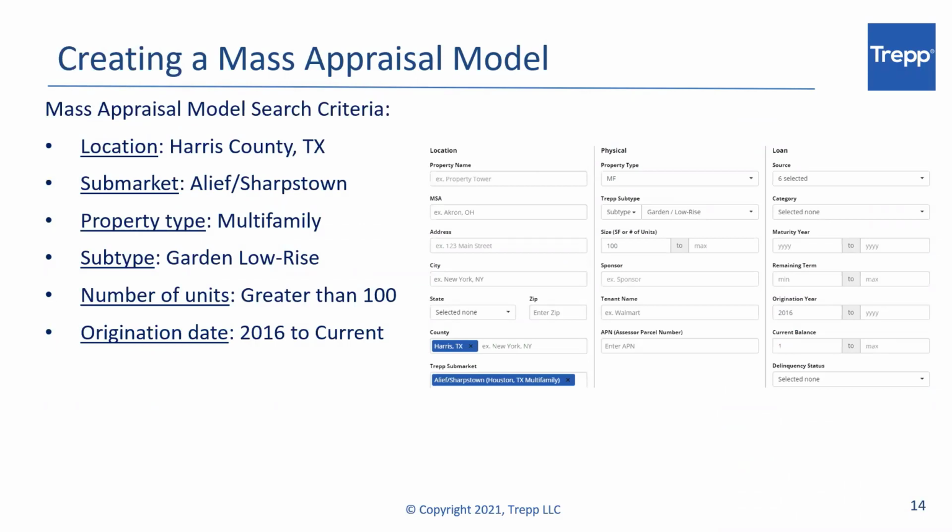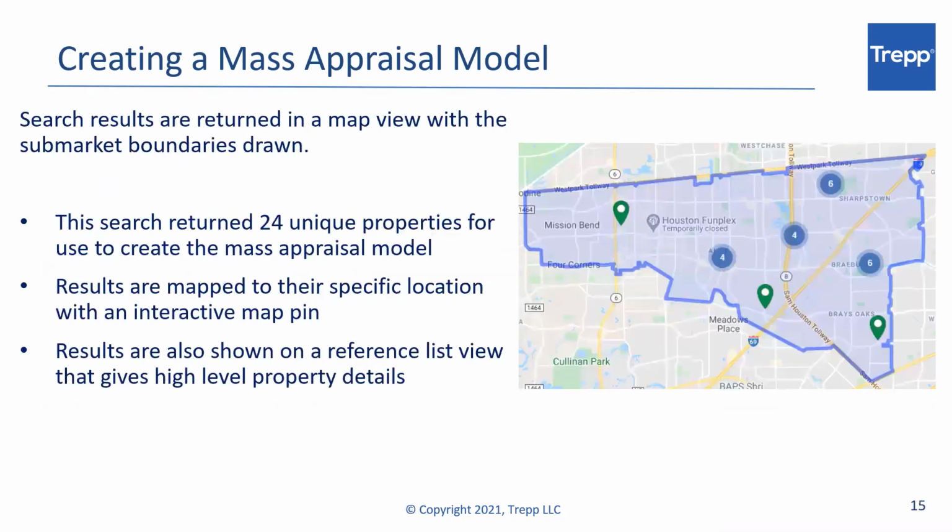for tax consultants. And so in this example, we're going to look for properties located in a particular submarket outside of Houston, Texas, that are multifamily, garden, low-rise in nature, that have more than 100 units and have had a loan taken out between 2016 and the current time frame. When you do that search in TreppLoan, it's going to return the results that meet that criteria. In this example, there were 24 unique properties that meet that search criteria.